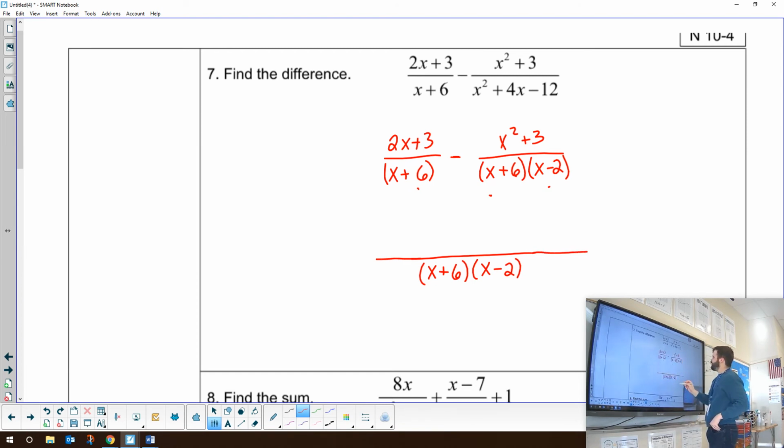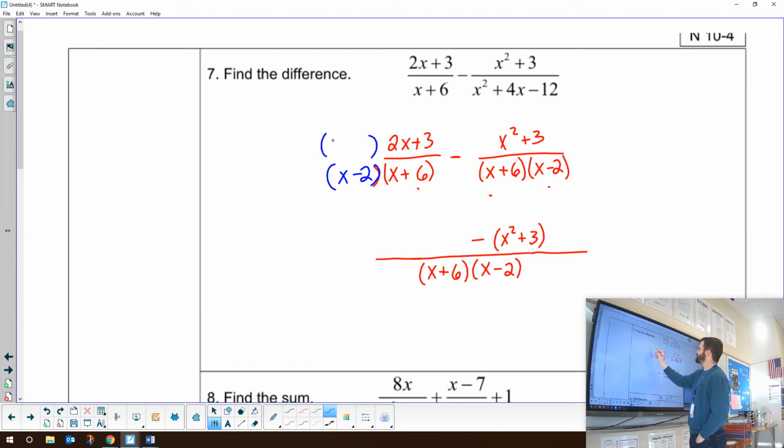I can just rewrite this x squared plus 3. We're going to just be minusing this x squared plus 3 here. But to get this x plus 6 down here, I'm going to need to multiply by x minus 2. So I'm going to need to multiply the top by x minus 2 as well. I'm going to go ahead and work that out. x minus 2 times 2x plus 3. Let me take that out over here and work it out.